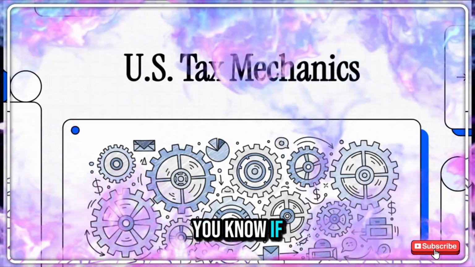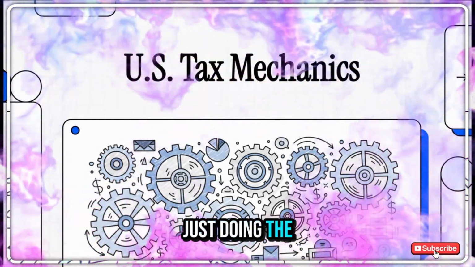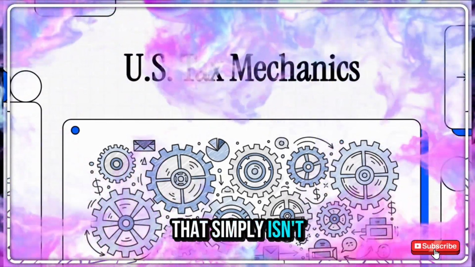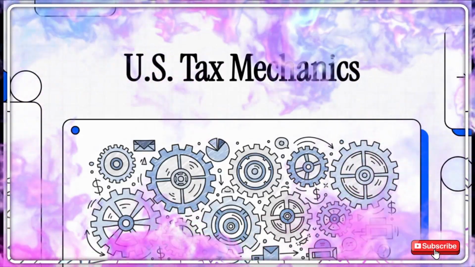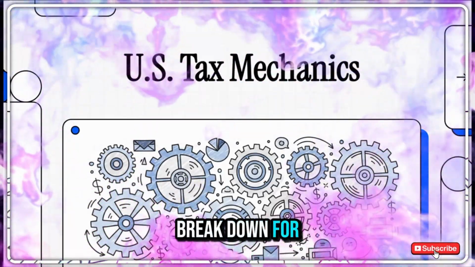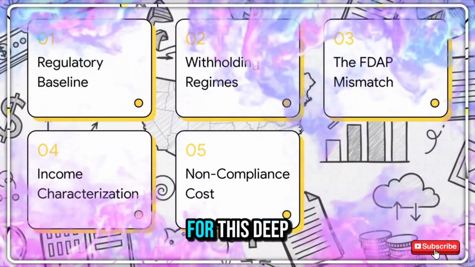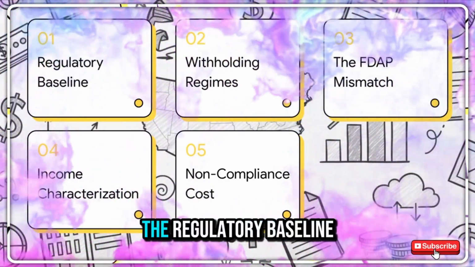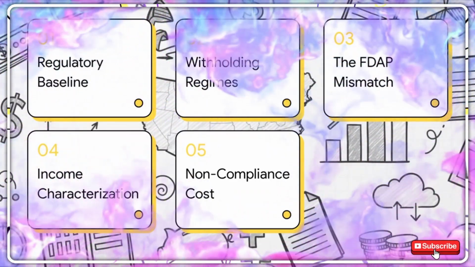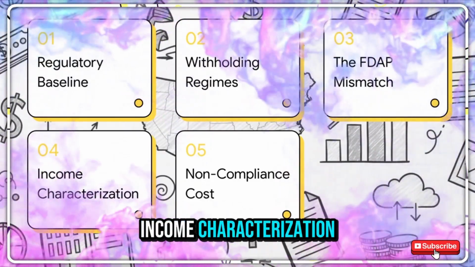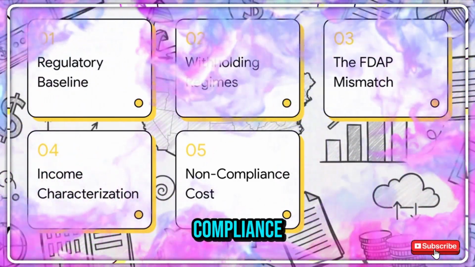Because if you're a foreign partnership or trust with any kind of U.S. footprint, just doing the bare minimum compliance simply isn't going to cut it anymore. You really need to understand the gears of the machine, and that is exactly what we're going to break down for you right now. Okay, so here's our logical roadmap for this deep dive. First, the regulatory baseline. Then we'll get into withholding regimes, the FDAP mismatch, income characterization, and finally, wrap it up with the real cost of non-compliance.